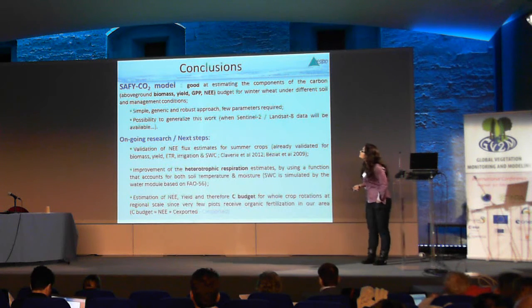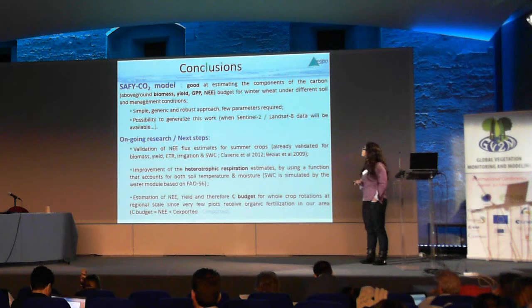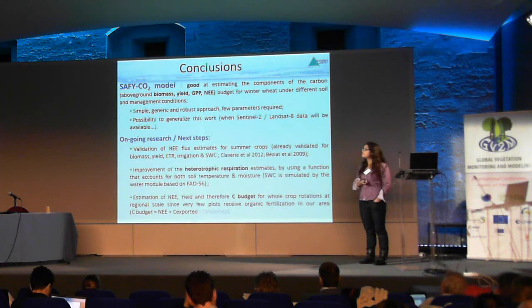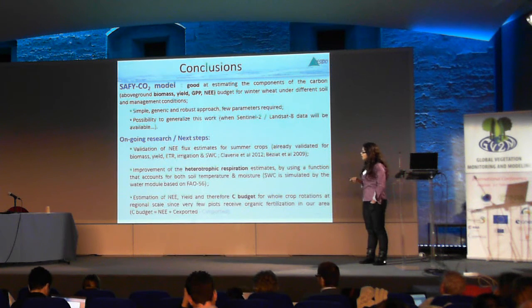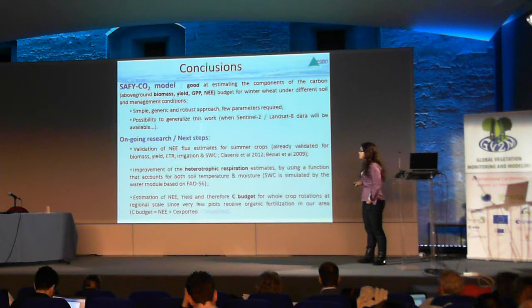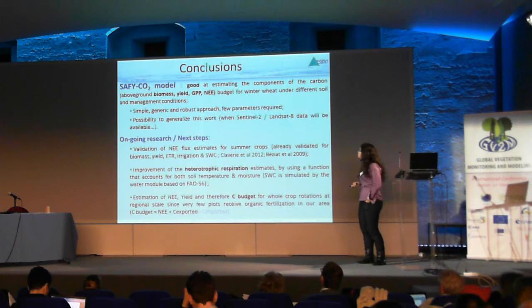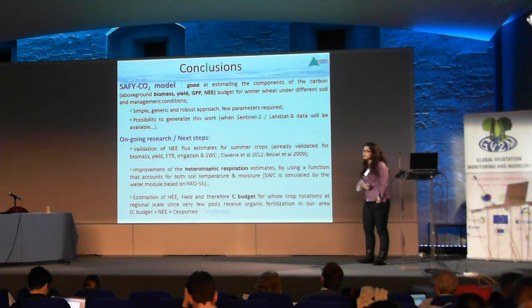To conclude, we can see from this that the model was good on several components like the biomass and NE for wheat, represented here under different soil conditions and different management conditions. The advantage of this model is that it is a relatively simple and generic model that requires few parameters, and we hope to generalize this work to larger regional scales when Sentinel satellite data will be available.